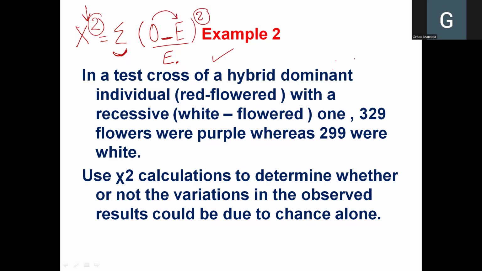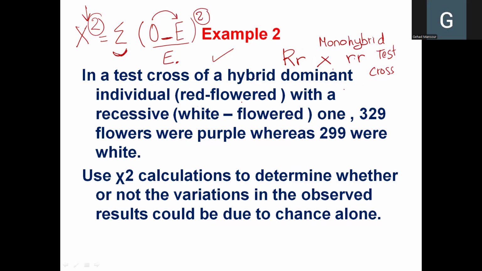Here we have a test cross between a hybrid dominant individual that is red flowered. So the individual genotype is R capital, R small, and this is a monohybrid test cross, of course, because it will be crossed with a recessive white flowered individual. This is what we know as, without mentioning it in the problem, not a monohybrid cross, but a monohybrid test cross.